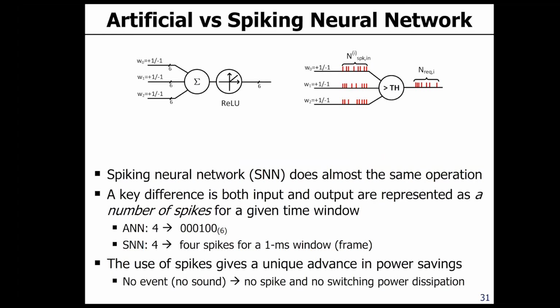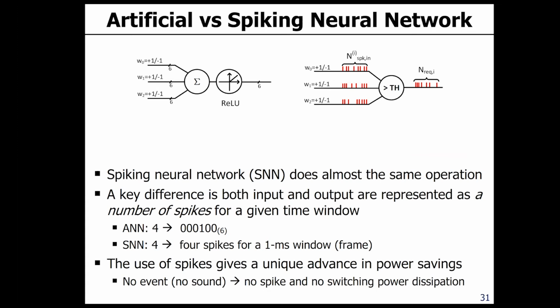But as researchers, we are always looking for some exotic things, and the spiking neural network is the new thing that emerged on the horizon about 10, 15 years ago, right? The spiking neural network sounds more spiky, but it actually does almost the same operation. What it does is integrate the spikes, and if it integrates enough spikes to go beyond the threshold, it fires an output spike. So that's how it works.